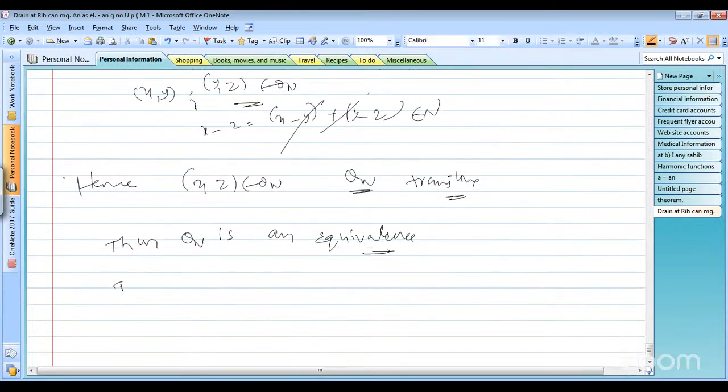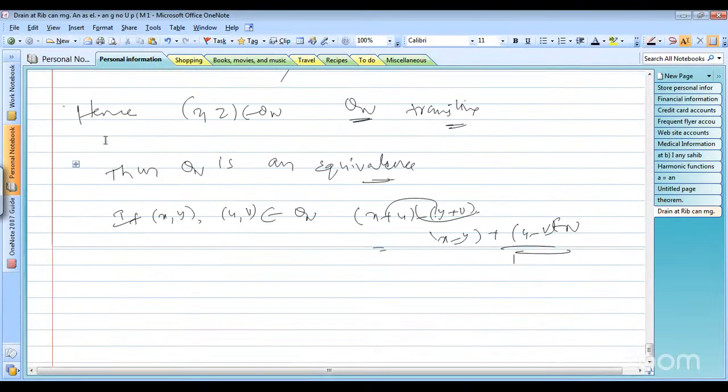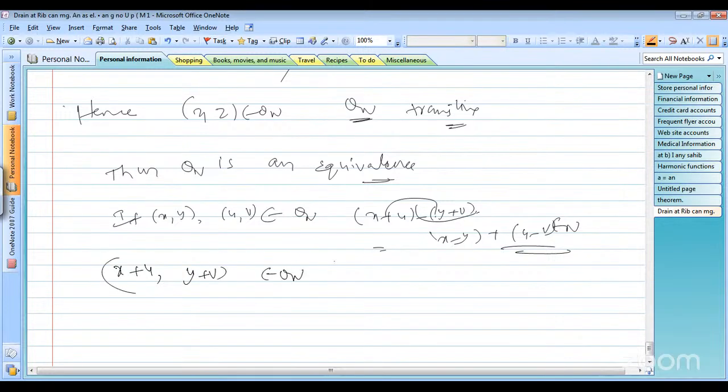So if (x, y) and (u, v) belong to theta N, then (x plus u) minus (y plus v) is equal to (x minus y) plus (u minus v), which belongs to N. Hence (x plus u, y plus v) belongs to theta N. Also ax minus ay is equal to a times (x minus y), so (ax, ay) belongs to theta N. Therefore theta N is a congruence on M.